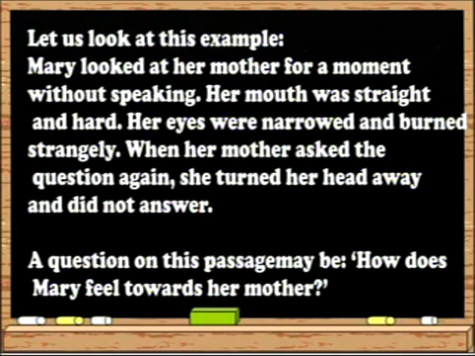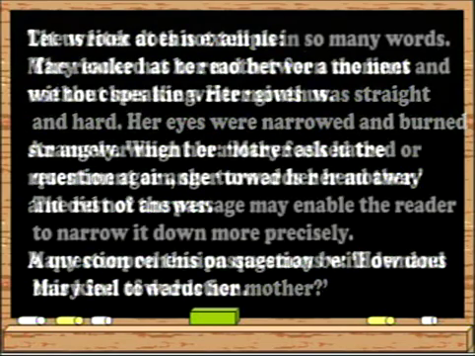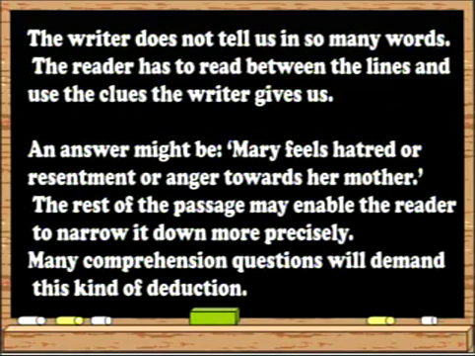A question in this passage may be, how does Mary feel towards her mother? The writer does not tell us in so many words. The reader has to read between the lines and use the clues the writer gives us. An answer might be, Mary feels hatred or resentment or anger towards her mother. The rest of the passage may enable the reader to narrow it down more precisely. Many comprehension questions will demand this kind of deduction.